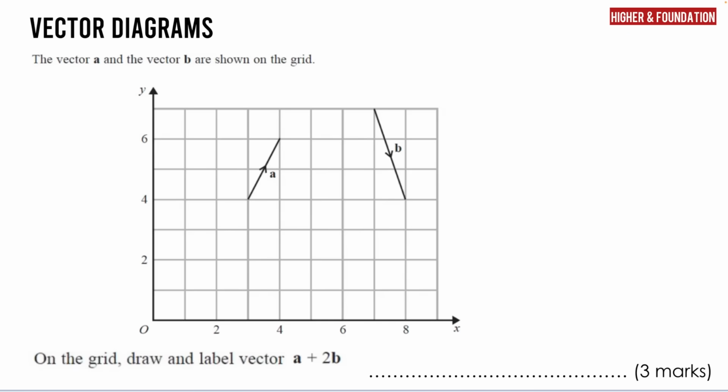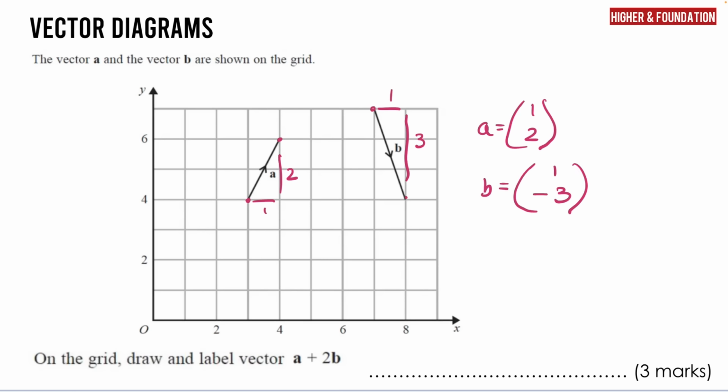Now for a vector diagram, typically this one here, it could give us the vectors, this one hasn't, we have to find them ourselves. So from here, we look from the start to the end of the line, that goes 1 across and 2 up. So A is the vector 1, 2, and B, here's the start, here's the end, it goes 1 across, 3 down. So B has the vector 1, negative 3.